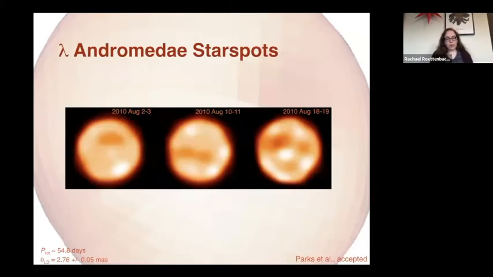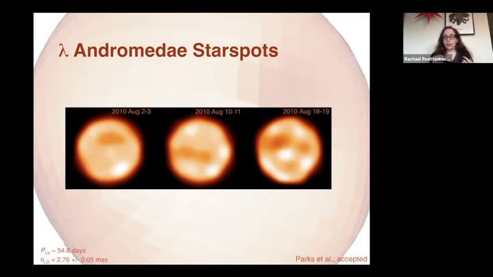So here are the first images of a spotted star that were obtained with CHARA. This is work by Rob Parks. He took these sort of snapshots of Lambda Andromedae, which is another one of these RS CVns. And you can see that he was able to see these big asymmetries on the surface and was able to see the spots.